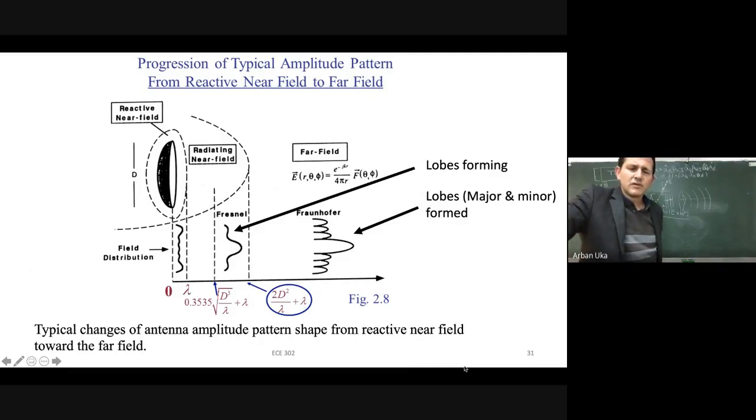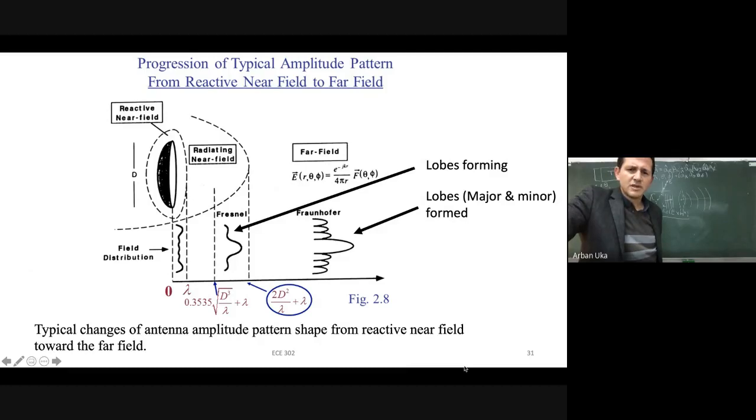The moment we go into the Fresnel region, we see some lobes which are being formed. So we see these lobes forming in the second region, and the critical values are where we see this D cubed over lambda square root, and then there is also another threshold or another boundary where we have the radiating region, or as it is called, the far field region.